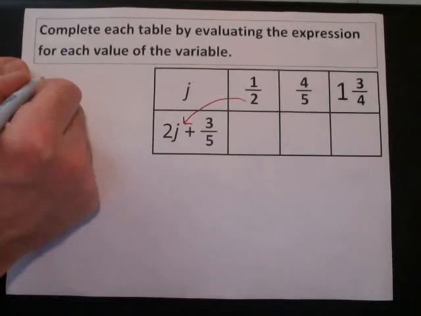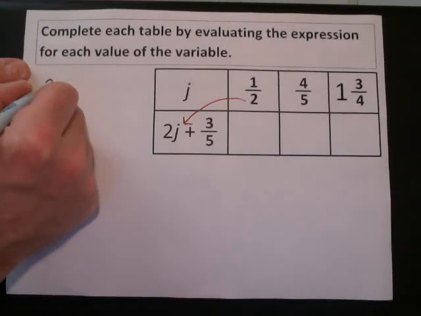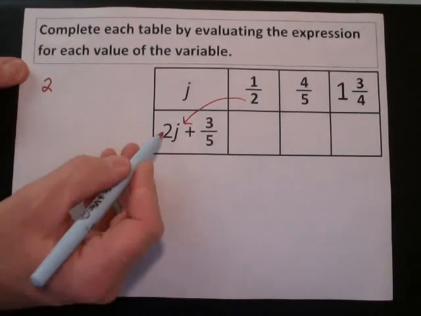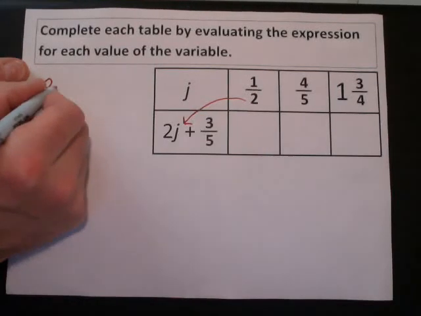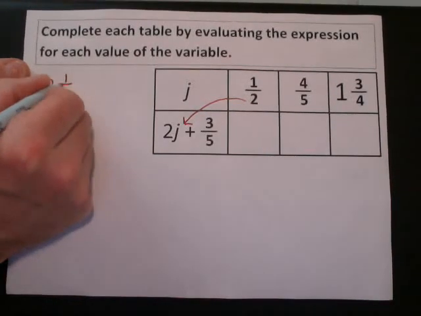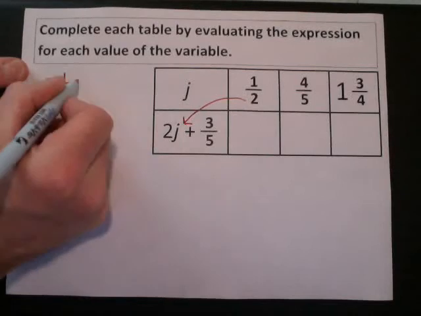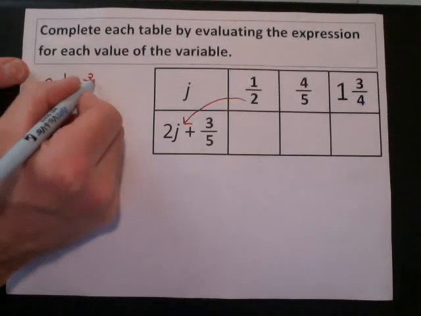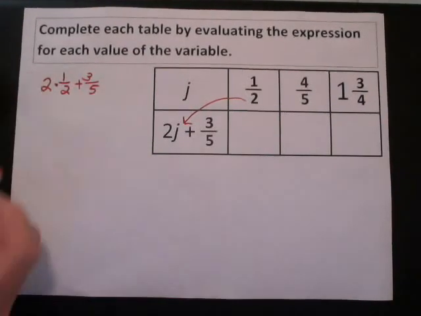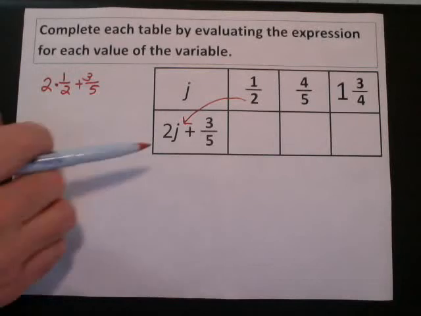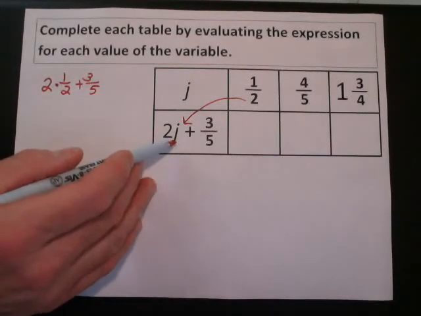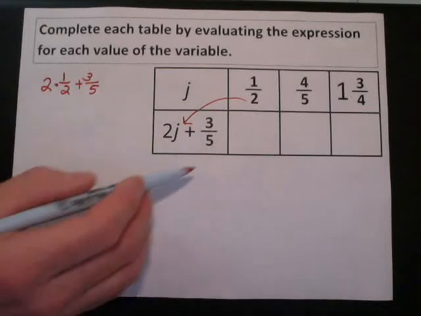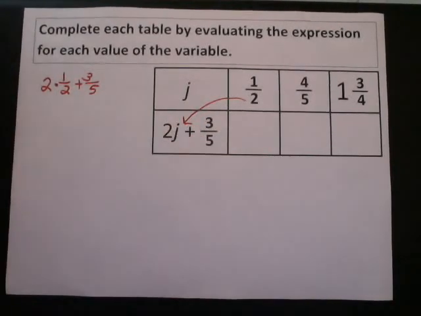Now remember, you have 2J, which is 2 times 1/2, so your problem will look like this: 2 times 1/2 plus 3/5. Why don't you pause the video and see if you can solve this expression using the variable 1/2 and find out what this value is. So pause the video and give it a try right now.